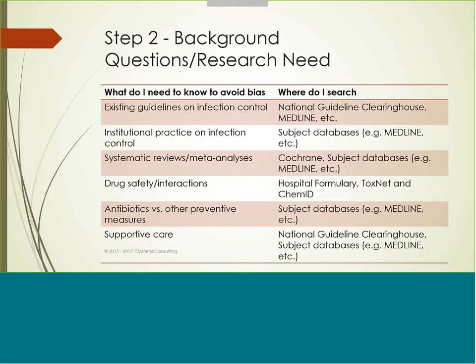I specifically use the term avoid bias because there's nothing worse than running a search and only looking at one aspect, one side of the coin, and forgetting about the other side. You can potentially miss references that way.